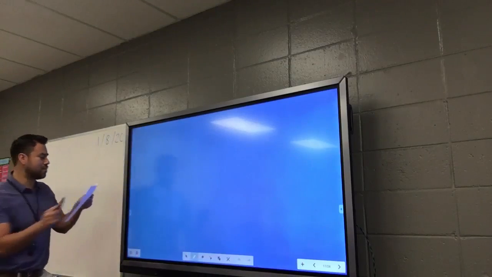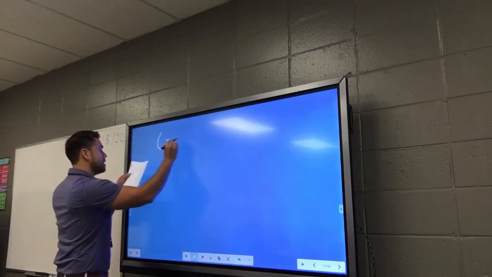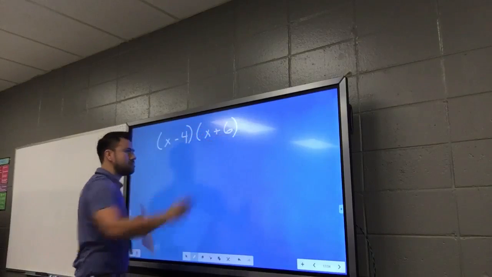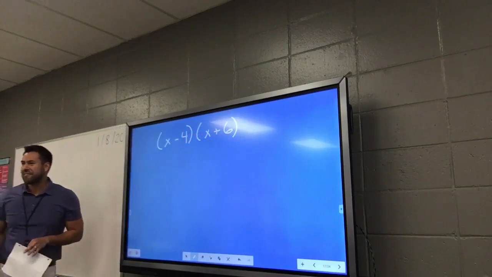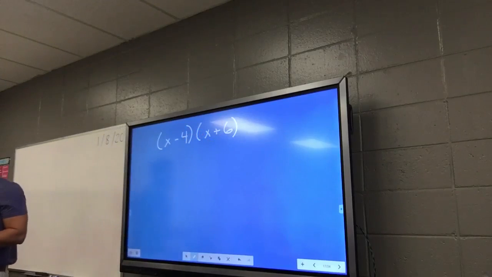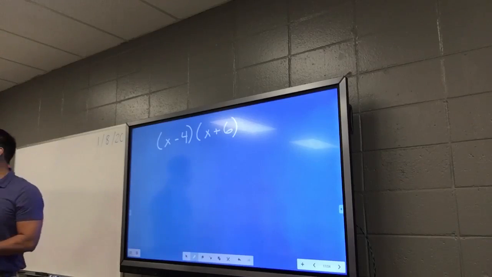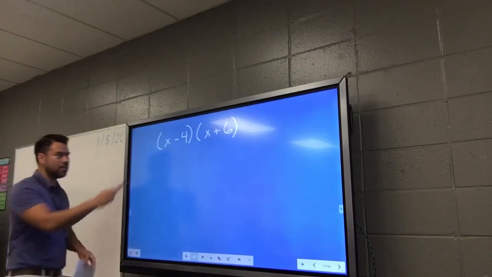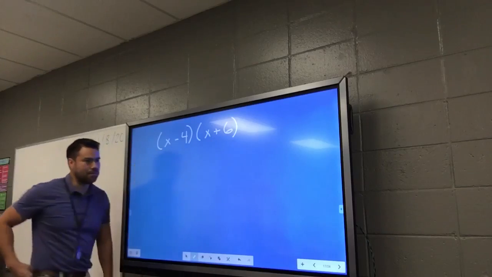I want to see what you do on this problem. This is still review. (x minus 4)(x plus 6). What do you notice about this problem already? It's been factored. Good. How do you know it's been factored? What does factoring mean? It is a multiplication problem. I have this binomial times that binomial.